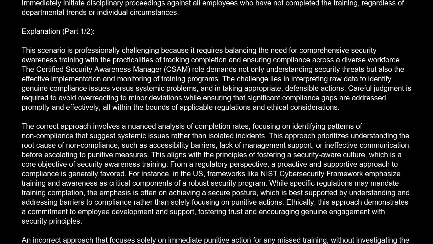From a regulatory perspective, a proactive and supportive approach to compliance is generally favored. For instance, in the U.S., frameworks like NIST Cybersecurity Framework emphasize training and awareness as critical components of a robust security program. While specific regulations may mandate training completion, the emphasis is often on achieving a secure posture, which is best supported by understanding and addressing barriers to compliance rather than solely focusing on punitive actions. Ethically, this approach demonstrates a commitment to employee development and support, fostering trust and encouraging genuine engagement with security principles.